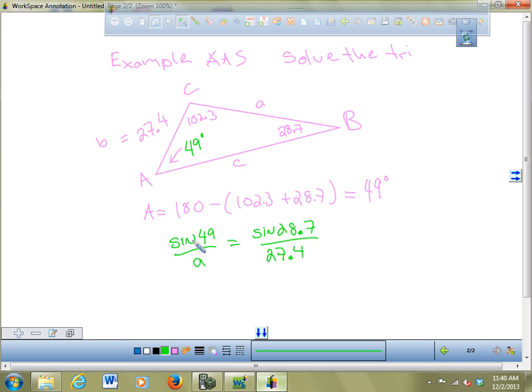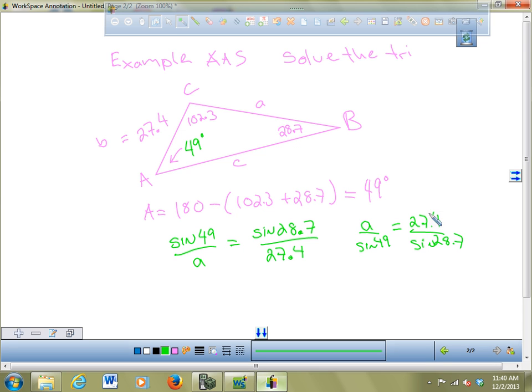Now, what you could do is... Will we get calculators for this? Yes, you definitely need a calculator. So what you could do is split both of those and make your life a little bit easier. So let's just do that. You don't have to, but you get A over sine of 49 equals 27.4 over sine of 28.7.